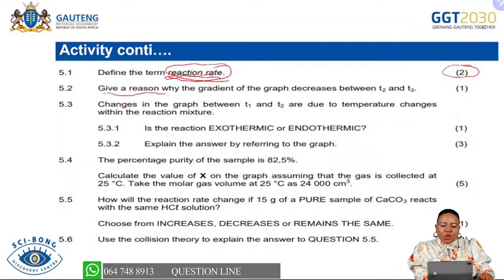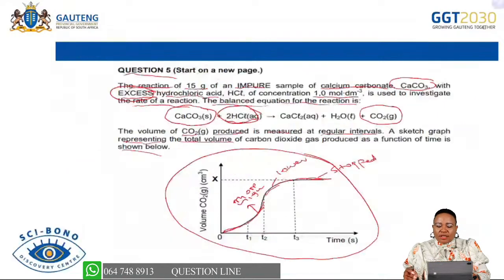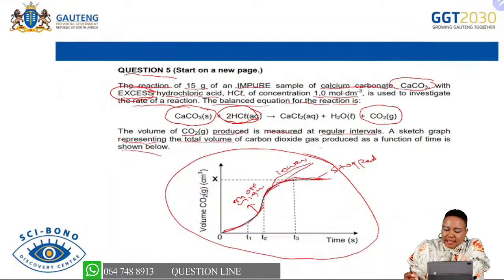They say give a reason why the gradient of the graph decreases between time t1, time t2 and time t3. So when you look at time t2 and t3, yes, we have discovered that the gradient is decreasing. The only reason we have a lower reaction rate is because the reactants are being used up. So as the reactants are being used in the reaction, definitely the concentration of the reactants will decrease, and as a result, it will also lower the reaction rate.